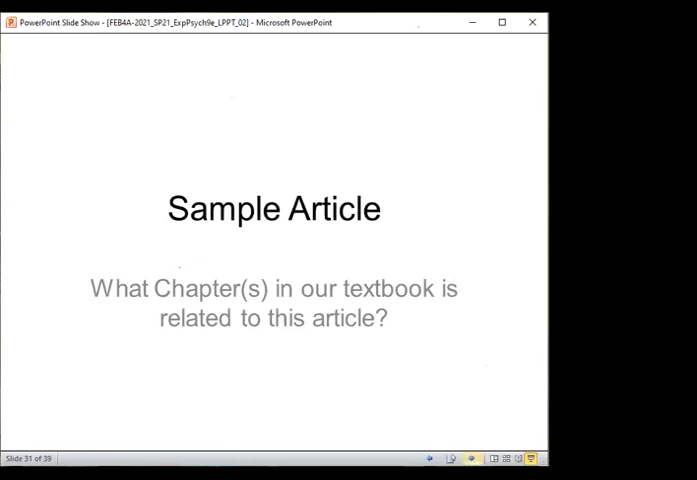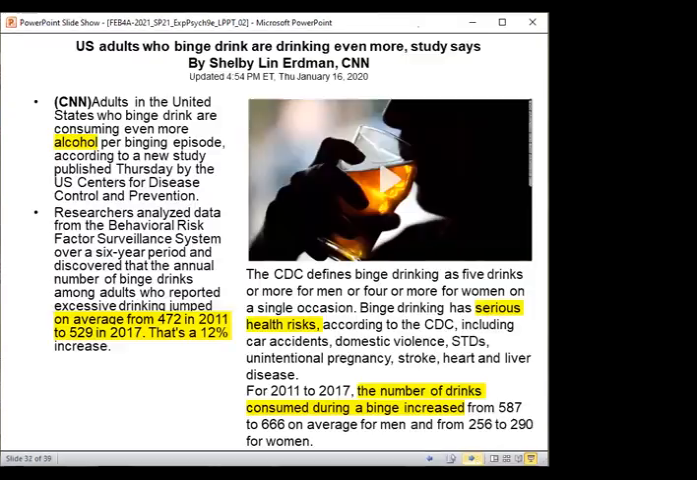Now here's a sample article. All right, so this is something from a long time ago. This is an article that one could have used. It may have been used a year or so back. U.S. adults who binge drink are drinking even more, study says. This was something from a CNN source.